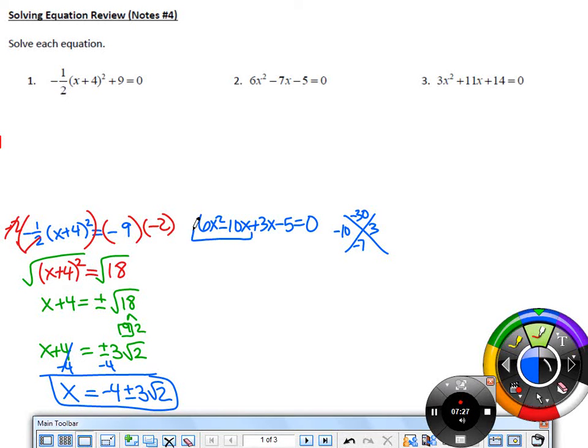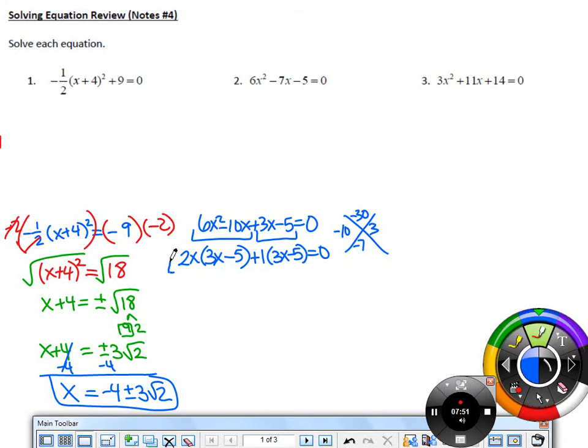So I would look at 6x squared and 10x. What is their greatest common factor? 2x. And that would leave 3x minus 5. And then I look at 3x and minus 5. What's their greatest common factor? Just 1, because there's nothing else I can factor out of them. So I'm going to write plus 1. And that leaves 3x minus 5.